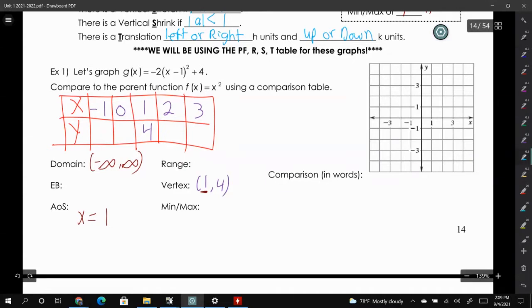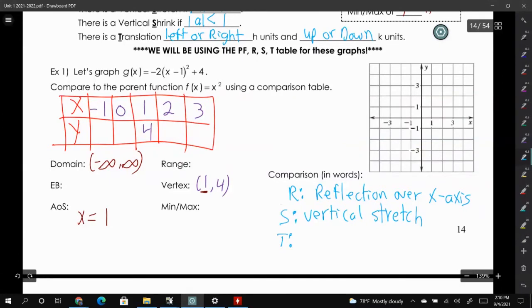In comparison, we can do the comparison now too. There is a reflection over the x-axis. There is a vertical stretch. Whoops, it should be an S. T. We do have a translation, right 1 and up 4.